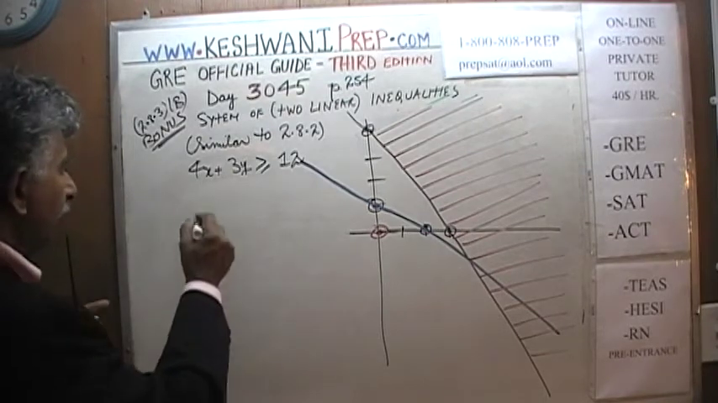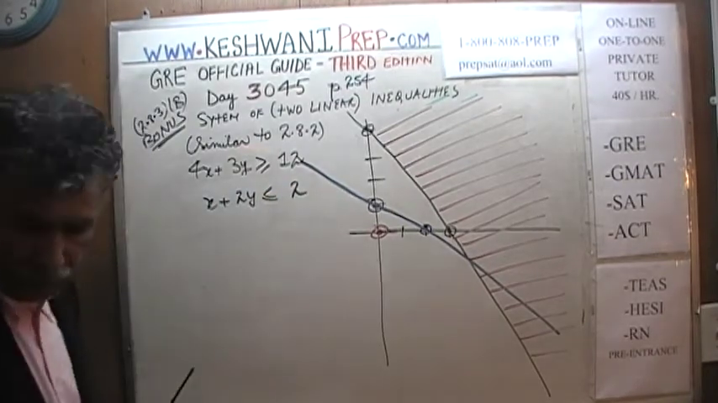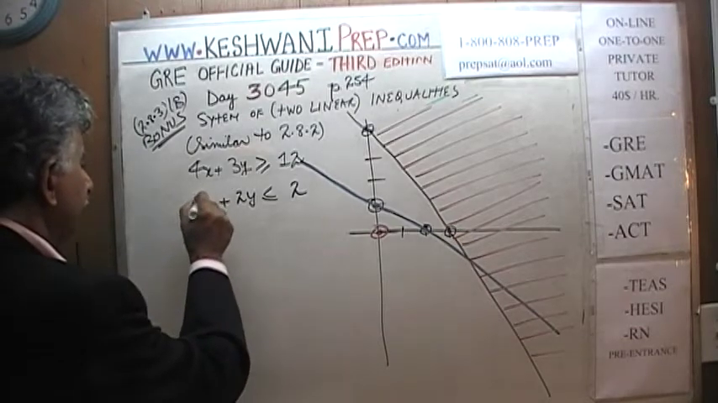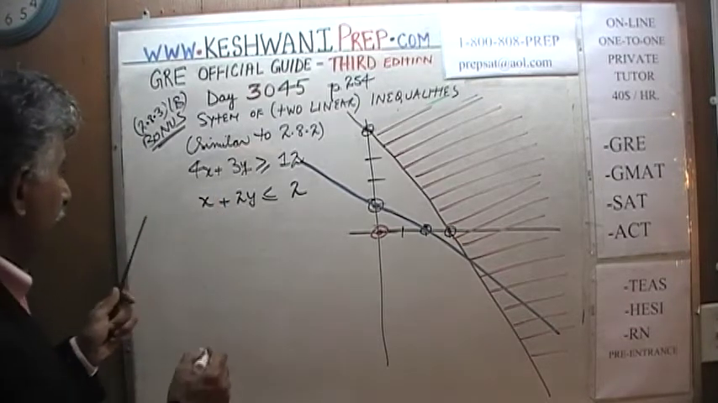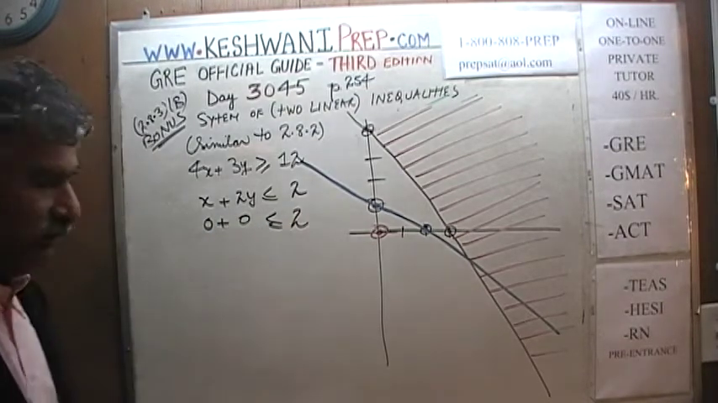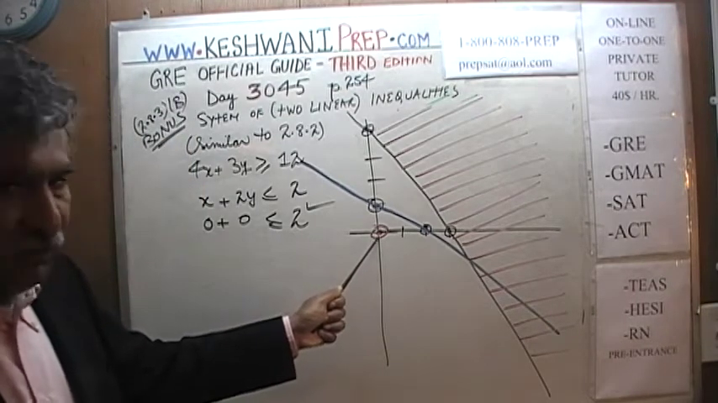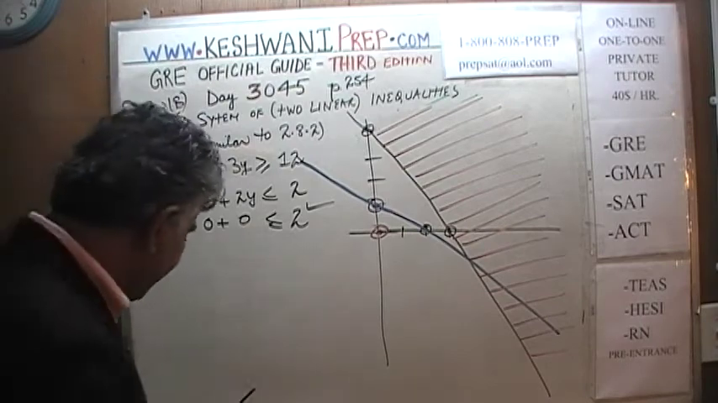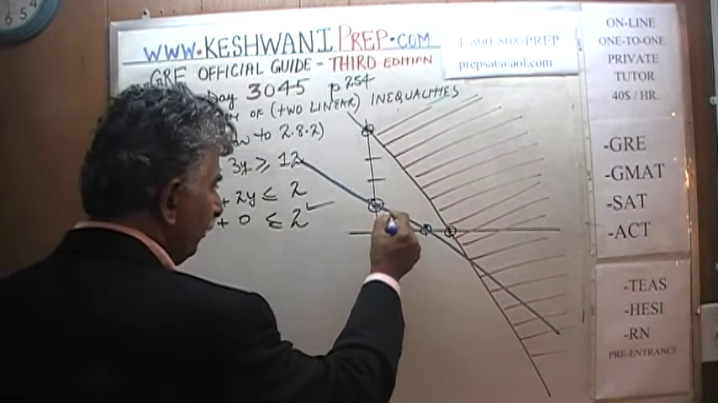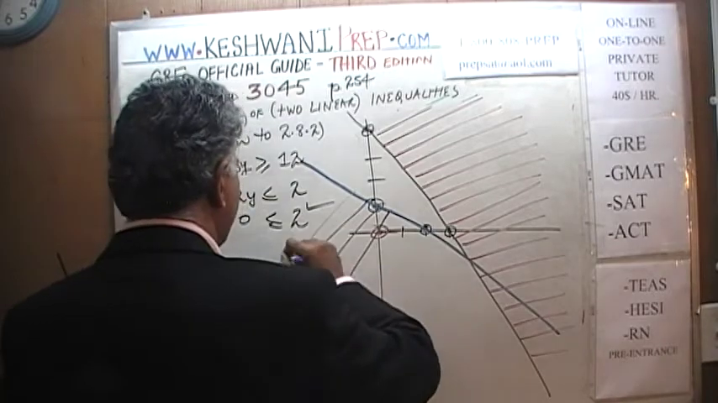Second one tells us that x plus 2y is less than or equal to 2. Okay, I keep looking at my notes. I want to make sure that I don't miscopy anything like I did a little while ago. So again, put in 0 plus 0, y is equal to 0, the whole thing is going to be 0. Is 0 less than 2? The answer is yes, 0 is less than 2. What does that tell us? That tells us the origin is part of the solution set for the blue one. So here we go. There's a blue one. Origin has to be part of the region. I don't know why I started like that.